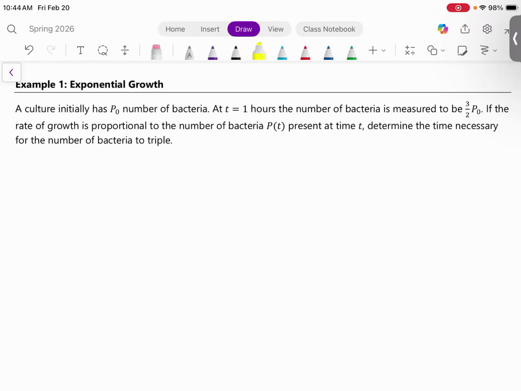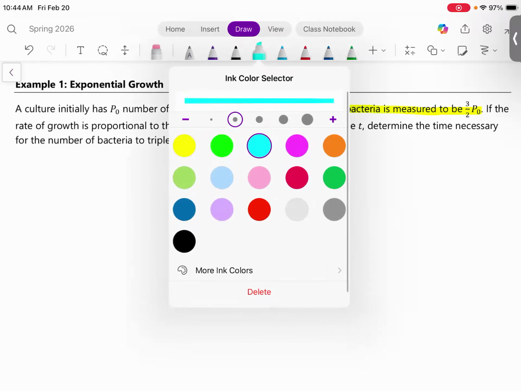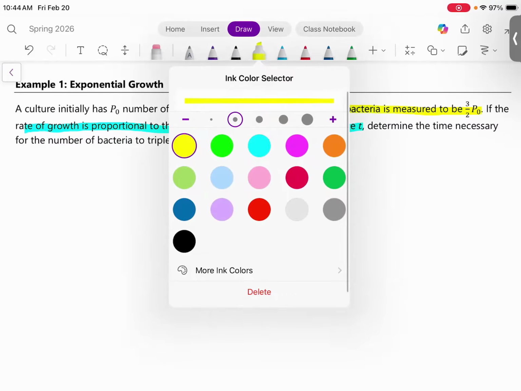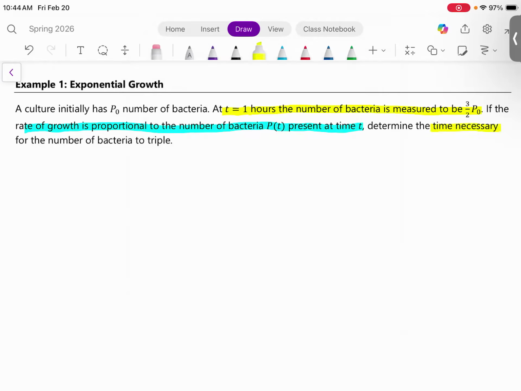A culture has initially P naught bacteria present. At t equals 1 hour, the number of bacteria is measured to be 3 halves P naught. If the rate of growth is proportional to the number of bacteria present at time t, determine the time necessary for the number of bacteria to triple.